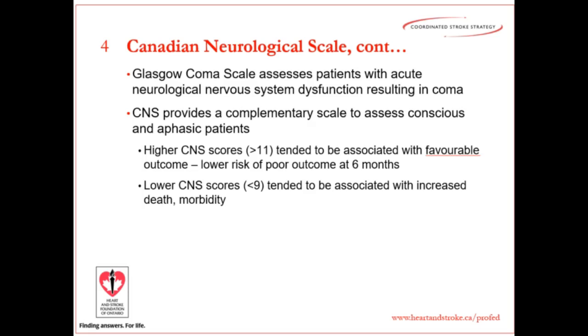So when we look at the scale and we look at scores, a score of 11 or better tends to be associated with more favorable outcomes. Okay. And lower scores are going to be associated with things like a greater predictor of death, morbidity, and more limited recovery to resume normal activities of daily living.